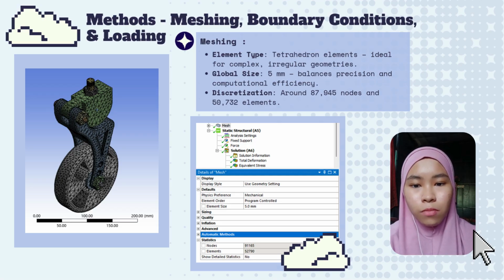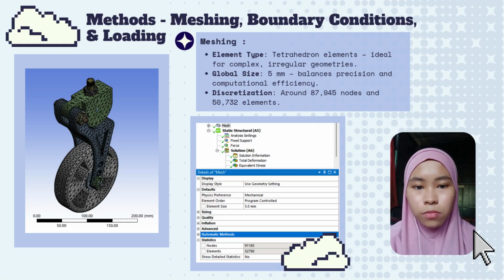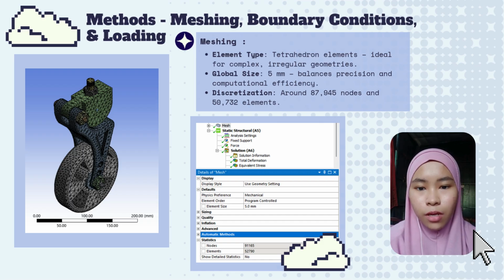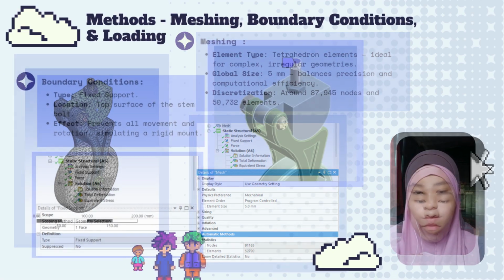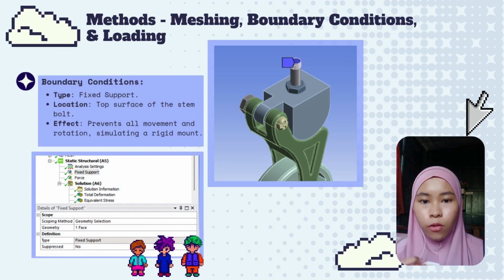We use a global mesh size of 5 mm. This size allows us to capture the stress and deformation behavior effectively without making the calculation too slow. In total, our model ends up with around 91165 nodes and 52790 elements. Next, for boundary conditions, we needed to define how our assembly is held in place.